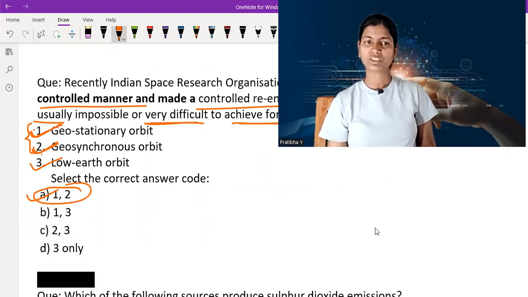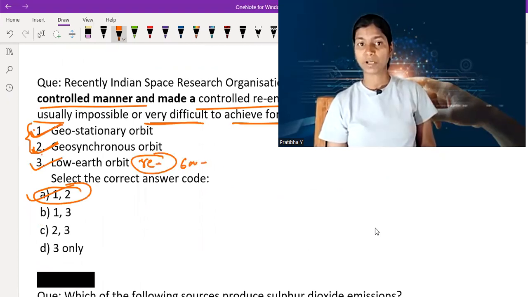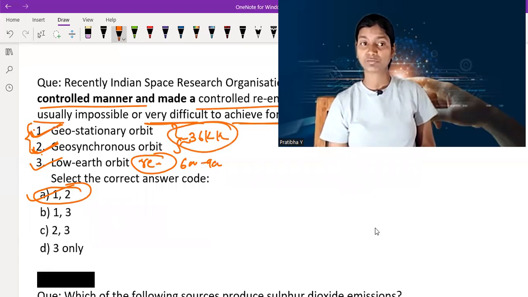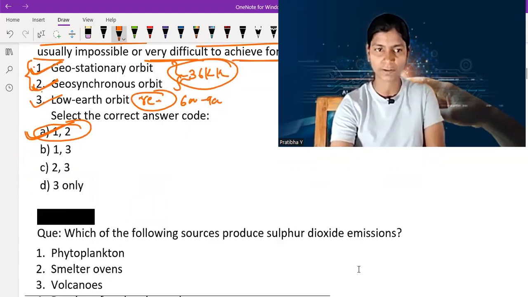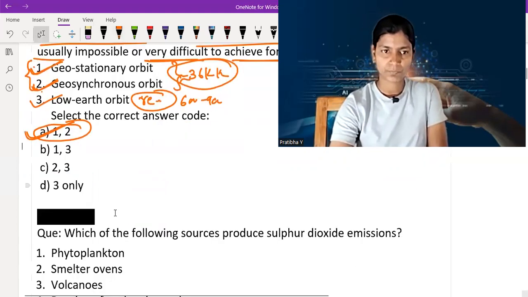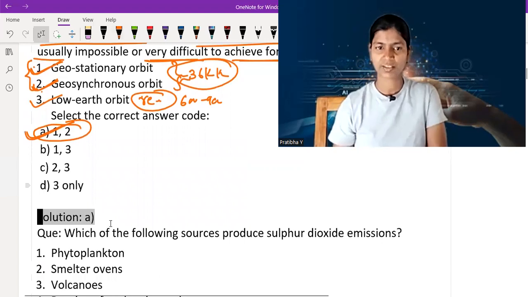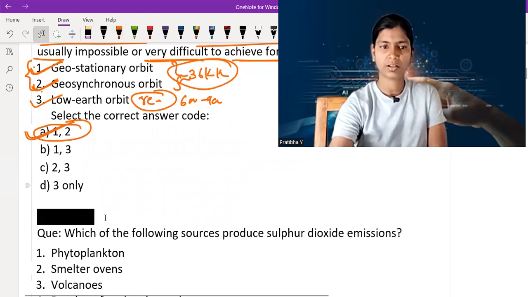1 and 2. So it is easy to re-enter a satellite from low Earth orbit because its height is low. But the height of GTO and GSO is approximately around 6,000 kilometers, so re-entry of a satellite from there is very difficult. Statement 1 is correct. Just check we're on the right path or not. So option A is correct. Now let's move on to the next question.